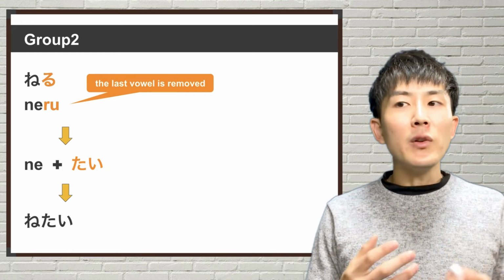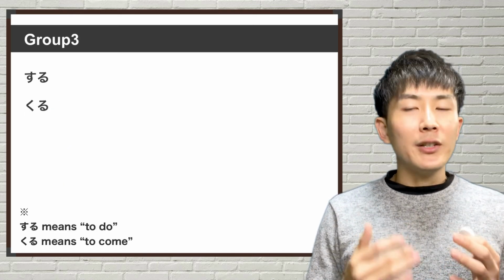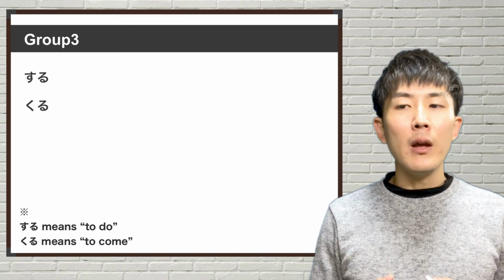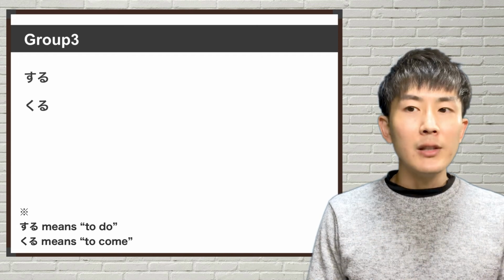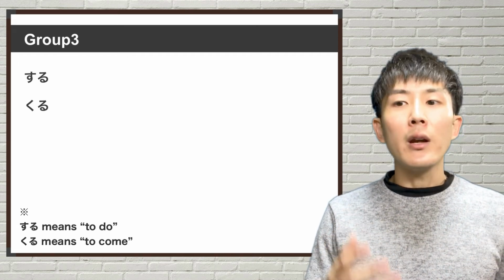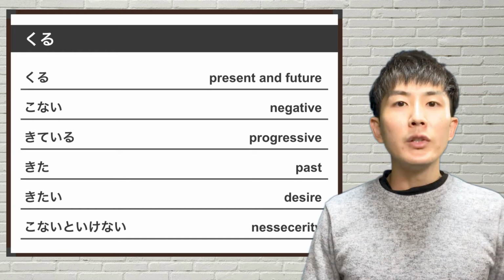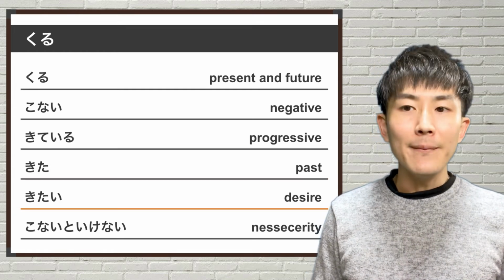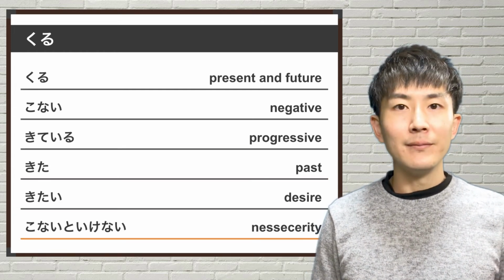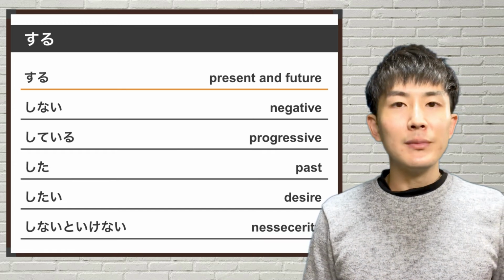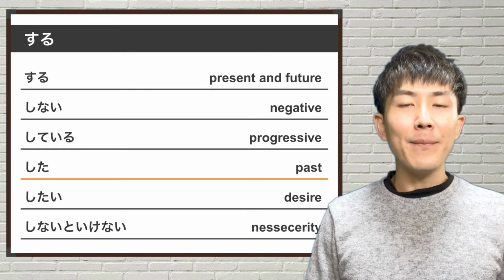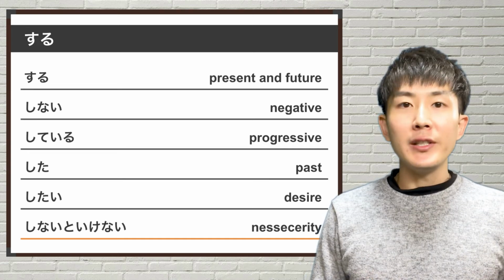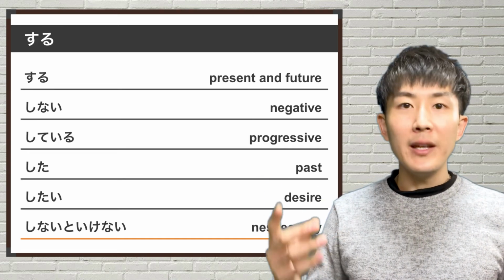Okay, finally, I'm going to talk about Group 3 a little bit. As I said earlier, Group 3 mainly has only 2 verbs, suru and kuru. Also, it has an irregular conjugation system, so please memorize the conjugations. The conjugations are here. 来る、来る、来ない、来ている、来た、来たい、来ないといけない。する、する、しない、している、した、したい、しないといけない。Actually, I'm introducing 300 phrases using する in this video.